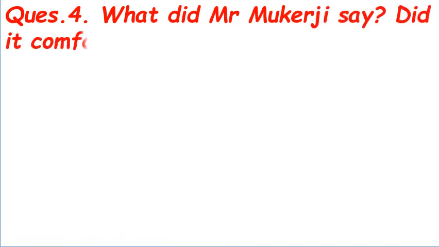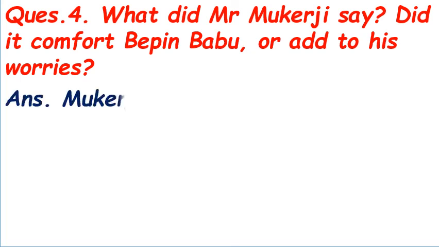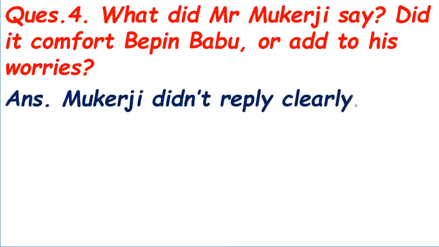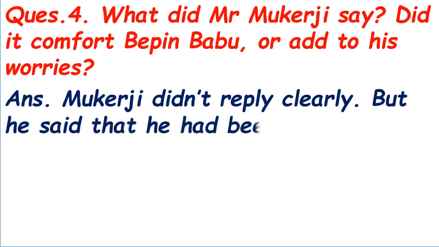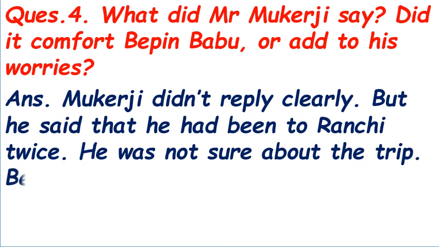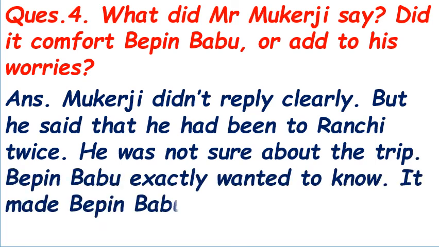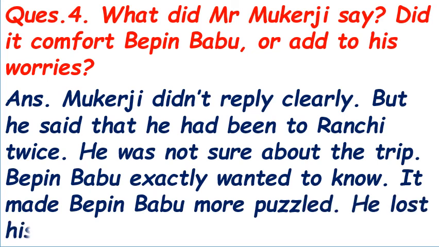Question number 4 is, what did Mr. Mukherjee say? Did it comfort Bepin Babu or add to his worries? The answer is, Mukherjee didn't reply clearly, but he said that he had been to Ranchi twice. He was not sure about the trip Bepin Babu exactly wanted to know. It made Bepin Babu more puzzled. He lost his appetite. So, this is the end of the lecture.